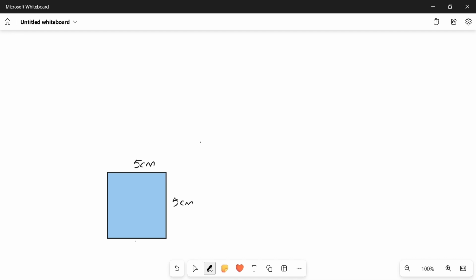Therefore, the area equals length into breadth. Length is 5 centimeters, breadth is 5 centimeters. Therefore, area is 5 into 5, 25 centimeters squared. So, this is how we are finding the area of a square.